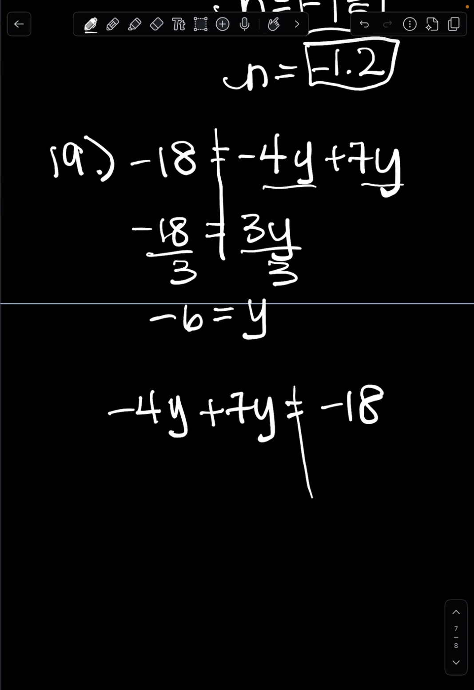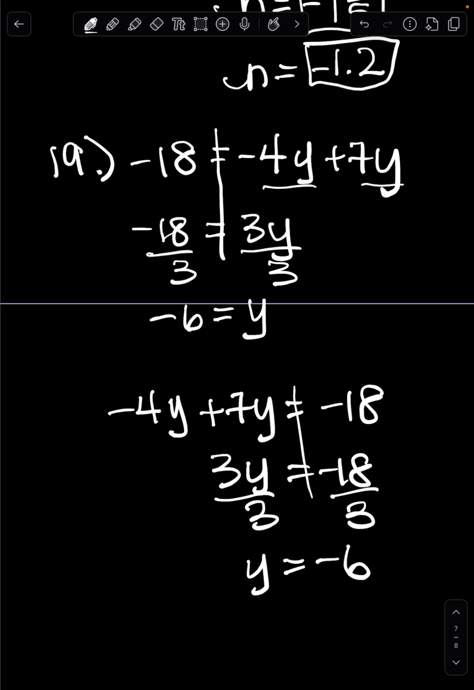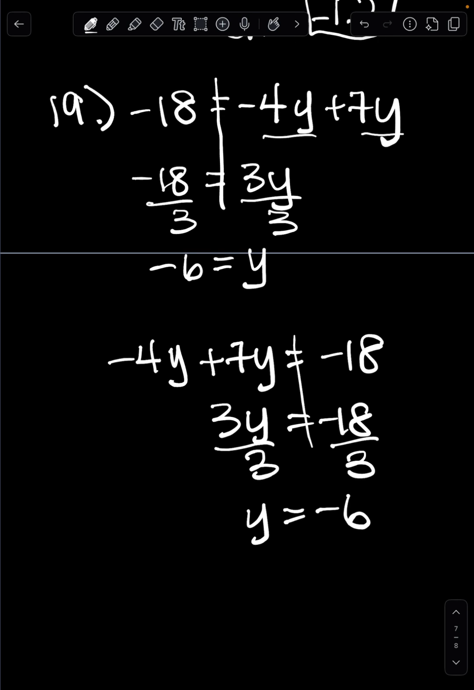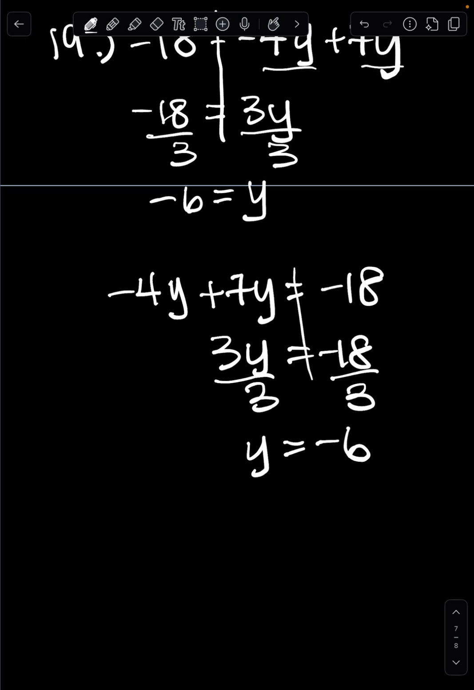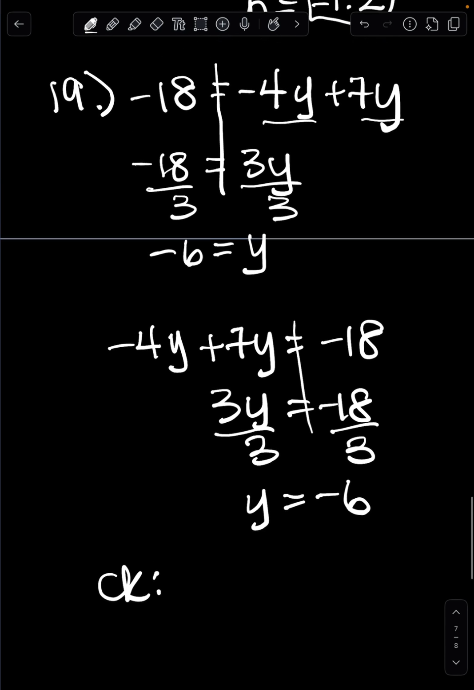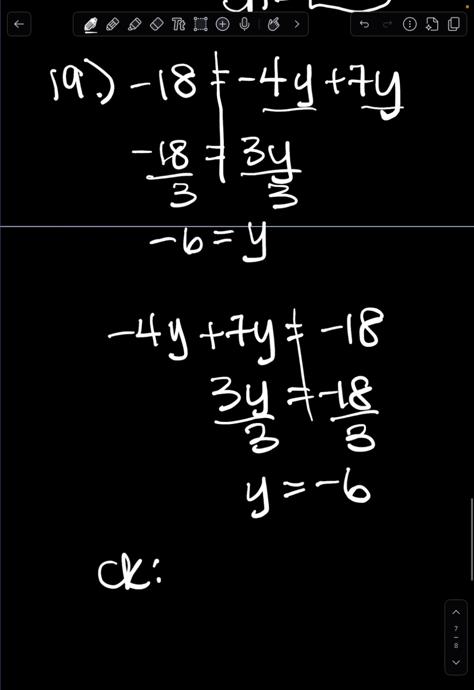So if you went ahead and did this, then you would have 3y equals negative 18 and divide both sides by 3. Either one is correct. We're going to get the same answer at the end. It just depends on how you'd like to see it. If you want to keep your variable on the left side, you can totally move it over.